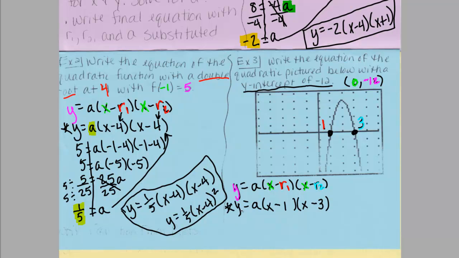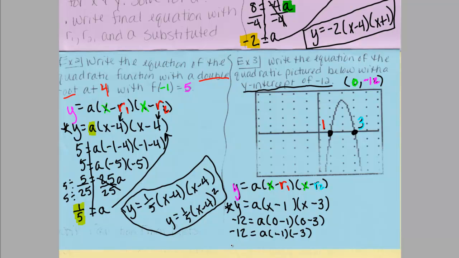Now we're going to replace our y's and our x's. The y is the pink, and our pink is negative 12. So negative 12 is equal to A. And instead of x, that's our green, so 0 minus 1 and 0 minus 3. So now we need to simplify, and we always do parentheses first. Negative 12 is equal to A. 0 minus 1 is negative 1. 0 minus 3 is negative 3.